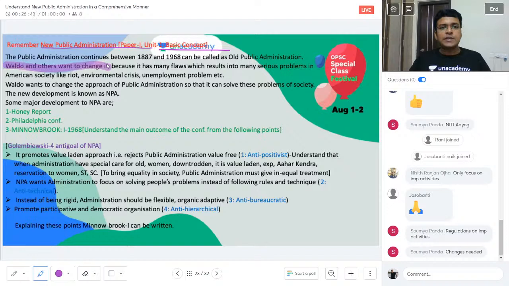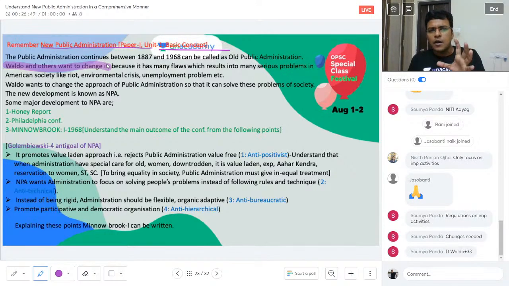Waldo and others wanted to change it. Waldo, the creator or initiator of new public administration, wanted to change it because the old public administration had many flaws, which resulted in many serious problems in American society like riots, environmental crisis, and unemployment. There was a lot of problems in American society: America's failure in the Vietnam War, the assassination of Martin Luther King, unemployment, riots, environmental crisis. So many problems.